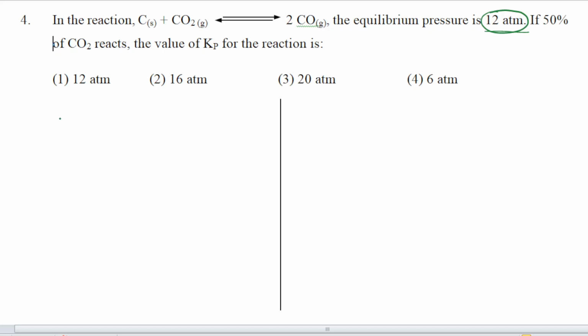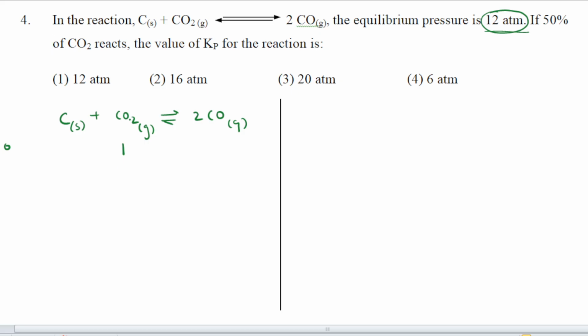First of all, let us write the equation. Carbon is reacting with carbon dioxide, producing 2 moles of carbon monoxide. Carbon is given as a solid state, and carbon dioxide and CO are in gaseous state. So at time t is equal to 0, I am treating the concentration of CO2 as 1 mole. I am not considering the solid component. Why? Because its concentration is going to be 1 in equilibrium. So that's why I am not considering this.